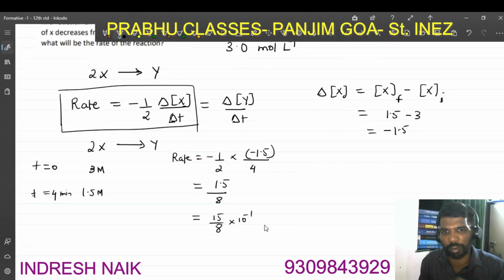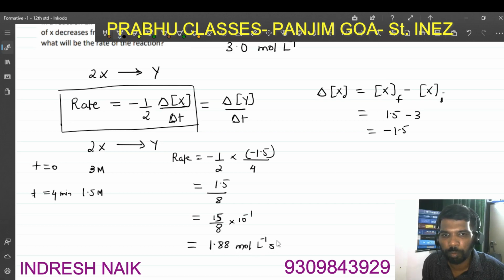So never get scared when such things happen. You can always make this kind of number by using the powers. So 8 fives are 40 and 8 eights are 64, right? That is what happens. Approximately 1.88 we can write. So the answer is this, and the unit will be moles per liter per second.